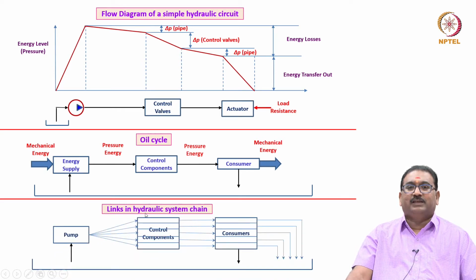Now, we will see the links in the hydraulic system chain: pumps, control components, and many others. Similarly, the consumers, the many actuators working in the system. Then from all of them it goes to the tank. These are the links in the hydraulic system chain.